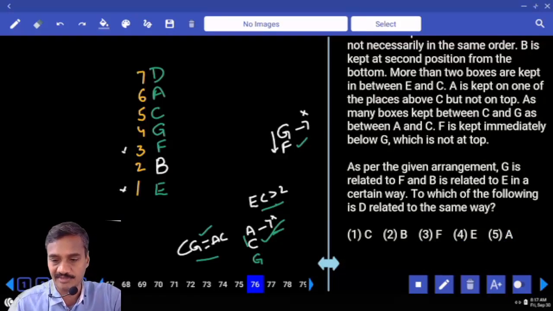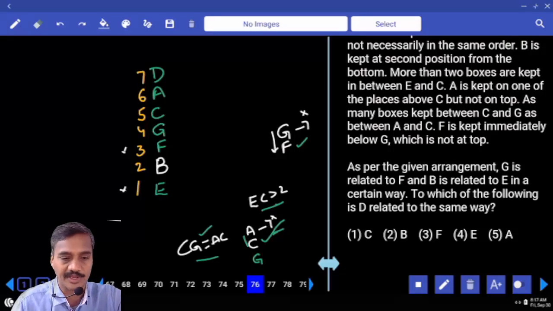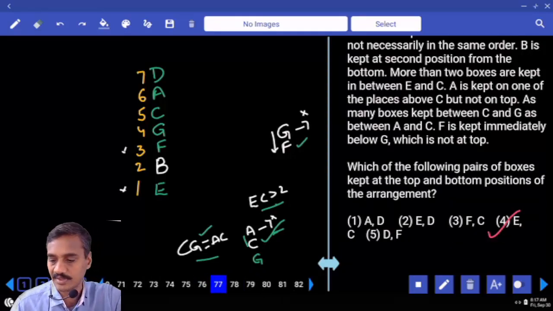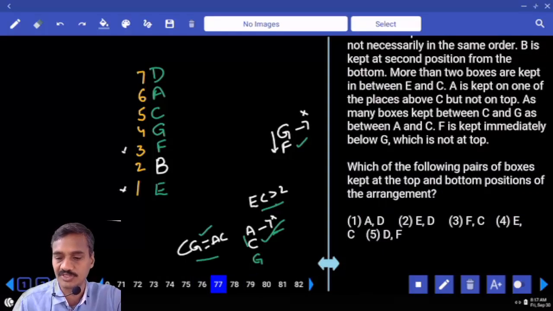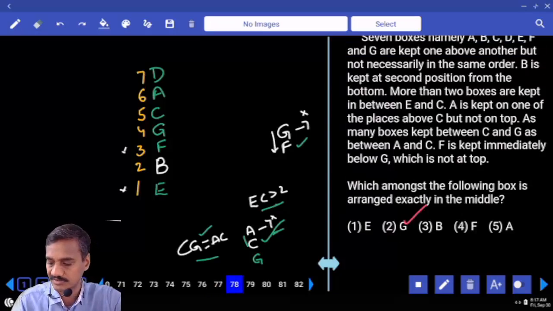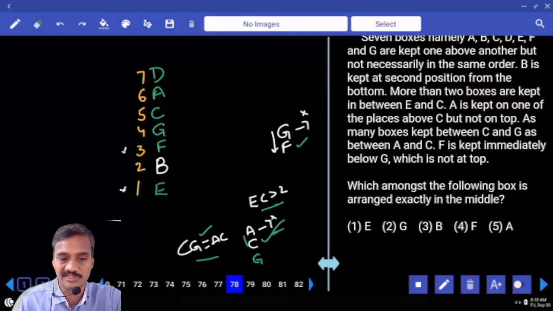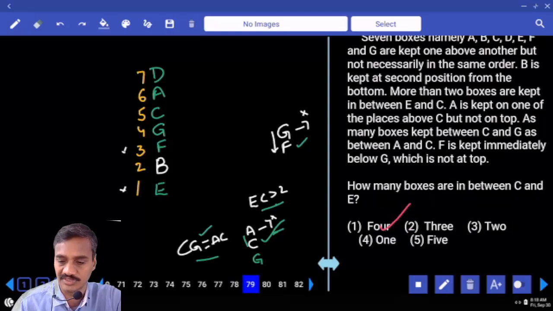As per the given arrangement, G is related to F. G is immediately above this F, and B is immediately above this E, and D is immediately above what? Immediately above A, that is choice for 76. And which of the following pairs of boxes are kept at the top and the bottom? D and E, that is choice 2, question number 77. Then next one, 78. Which of the following boxes is arranged exactly in the middle? Exactly in the middle is G, that is choice 2.